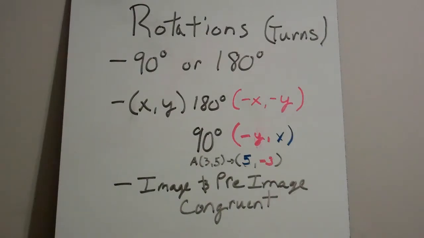Now, the general rule for a 180 degree rotation is that we will take the x and y coordinate and do the opposite of them to make a 180 degree rotation. The general rule of the 90 degree rotation is to change the x and y, so y will become x and x will become y, and then do the opposite of the y value. In this case, the image and the pre-image will still remain congruent.